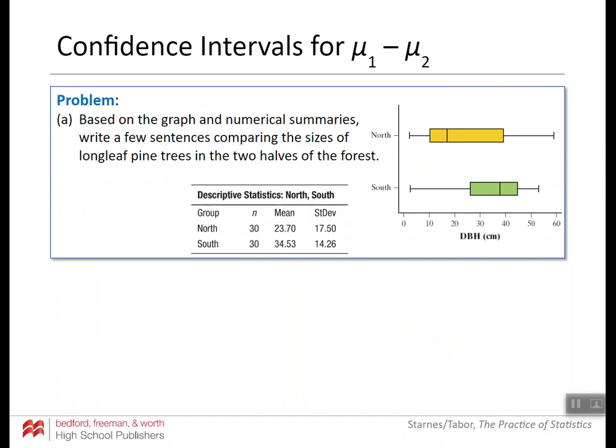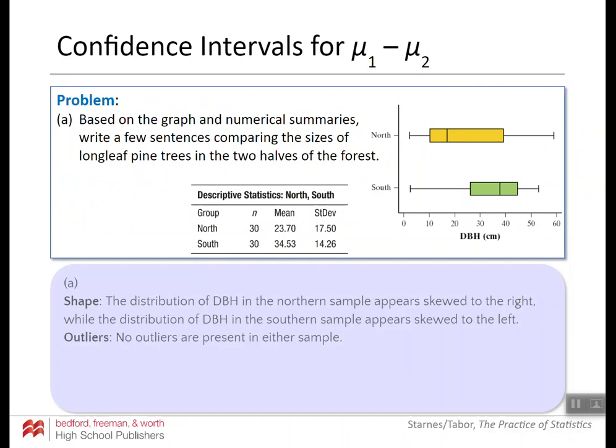So, based on the graph and the numerical summaries, write a few sentences comparing the sizes of the longleaf pine trees in the two halves of the forest. Remember that when we describe distributions, we have 4 things that we talk about: shape, outliers, center, and variability.